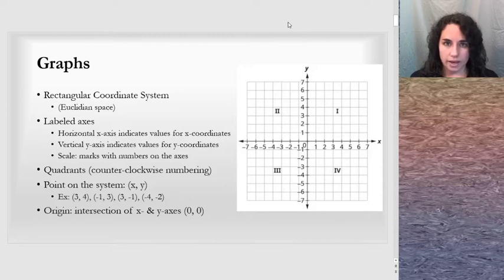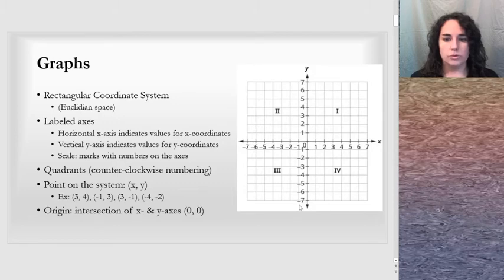Graphs are frequently used to represent vectors. They use a rectangular coordinate system with an xy plane, which is Euclidean space. It's very flat, Euclidean space. We're going to label the axes, and notice that the horizontal one is x and the vertical one is y. That's convention. And the scale is marked with numbers. The quadrants in the Cartesian coordinate plane are marked counterclockwise, and notice this stays consistent with how angles are measured. Angles are measured from the positive x-axis going counterclockwise.